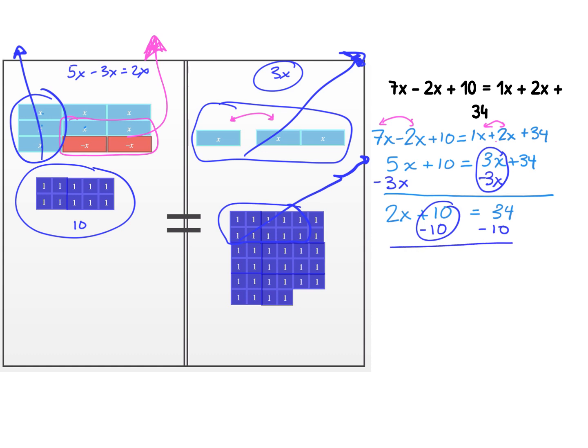Okay. So when I do that, I end up with 2x just on the left, which is good because I want to isolate my x tiles. And then over here, I end up with 24. So in the last example, what we did was we ended up figuring out how many each one of these x tiles would be equal to, right?